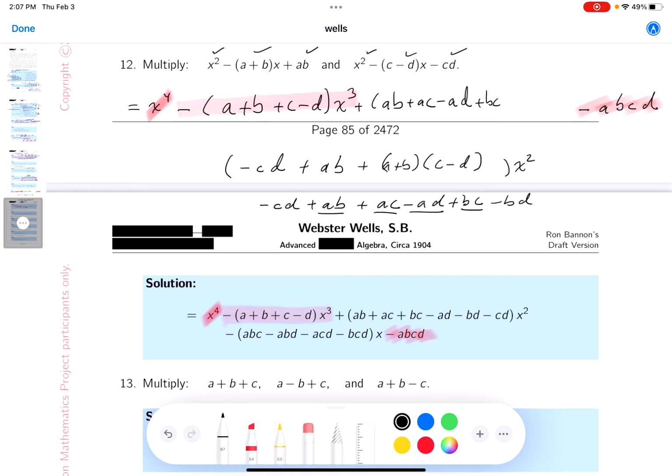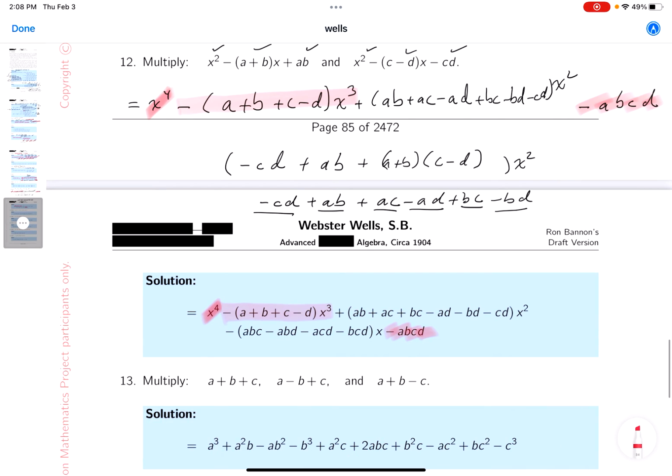And minus BD. It's complicated though, isn't it? Minus CD. And that's going to be the x squared guy. All right, I'm going to get my pen out, and I want to see if I'm getting it. There's a lot of bookkeeping though, isn't there?